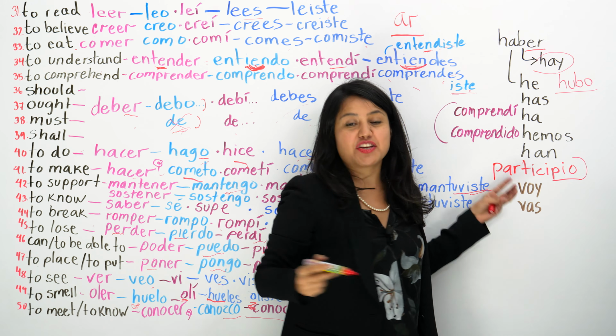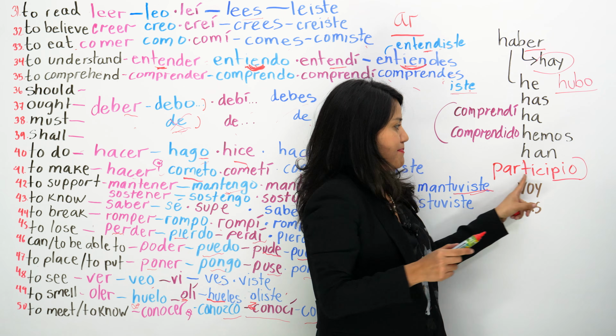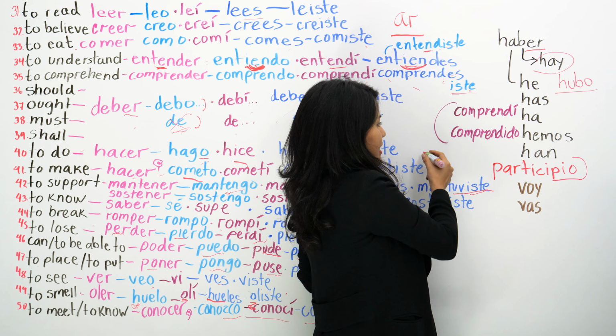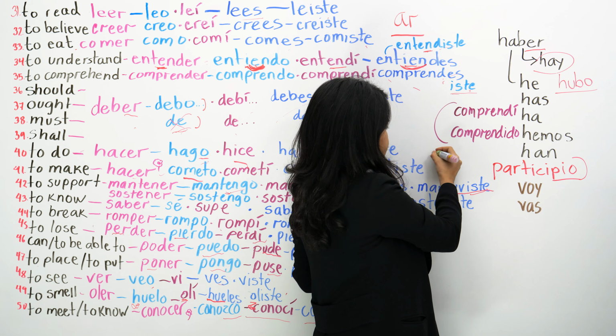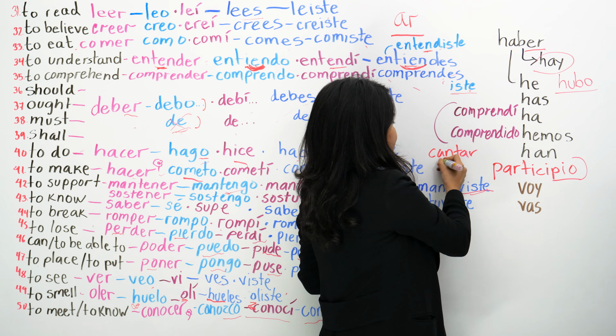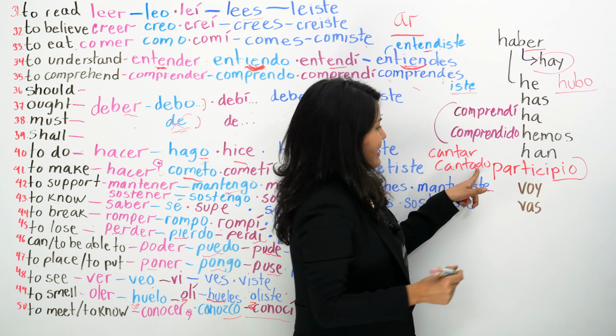So you say, in English you say participle. In Spanish you say participio. And really they are the verbs that end with ado, ido. For example, cantar. Cantar, yo he cantado.